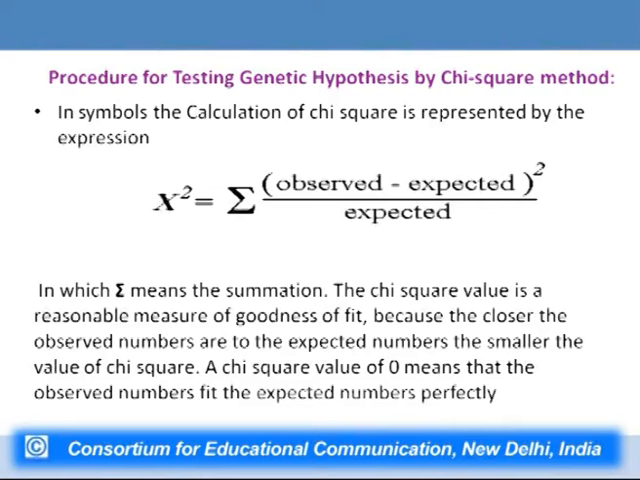That means if the observed number of a phenotype is quite close to the expected numbers of the different phenotypes, it means that the data is fitting perfectly into this particular hypothesis. A chi-square value of 0 means that the observed numbers fit the expected numbers perfectly and the data is perfect for this particular hypothesis.